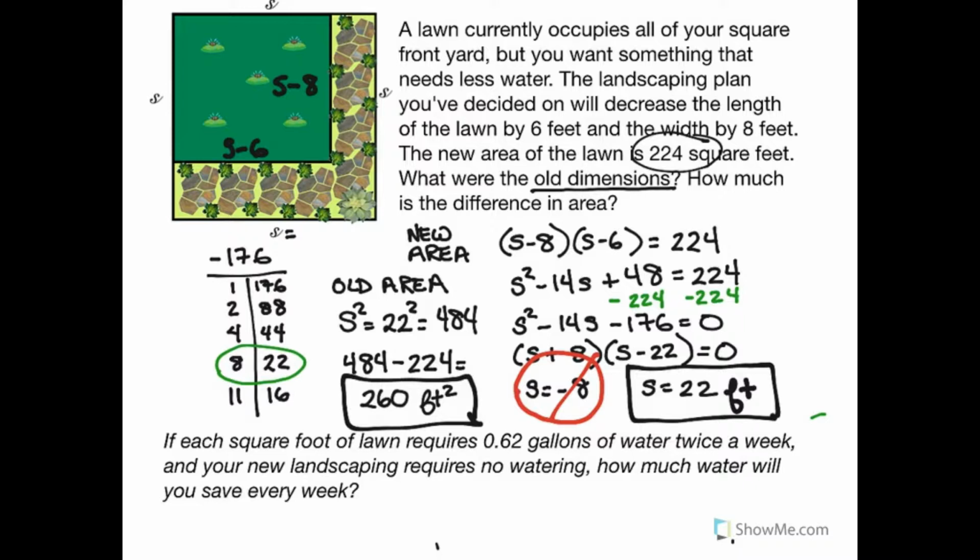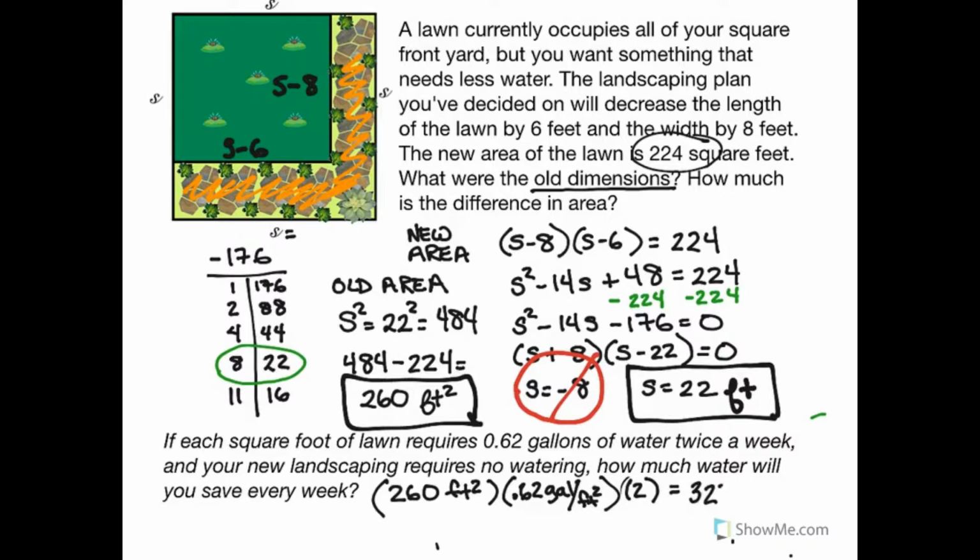Now each square foot of lawn requires 0.62 gallons of water twice a week. But your new landscaping doesn't need water, so how much water are you going to save? Well, you're going to save the water that you would have spent on this 260 square foot area that's now re-landscaped. So we're going to multiply 260 square feet times 0.62 gallons per square foot, and we're going to do that twice a week to find out how much water we use in a week.